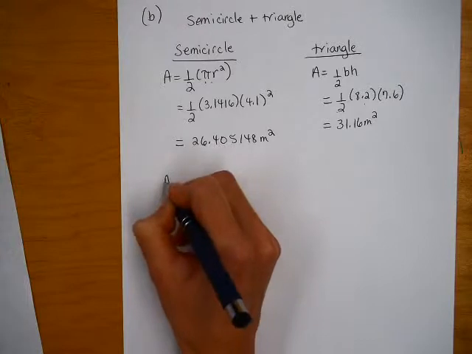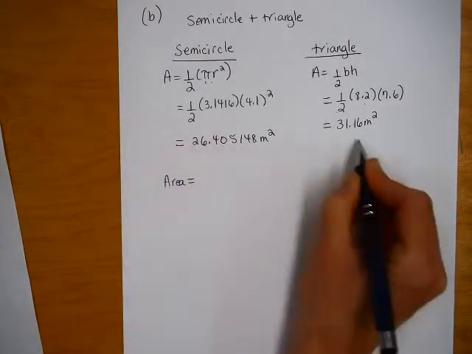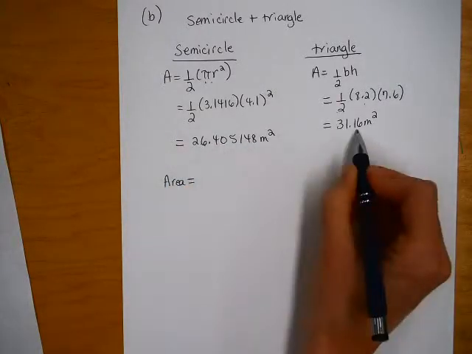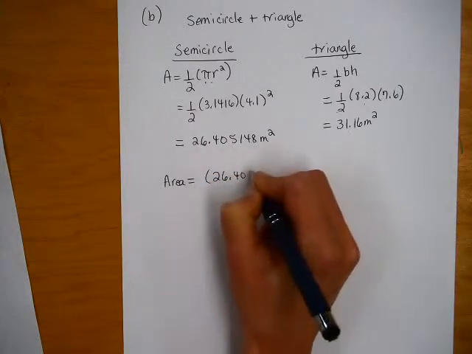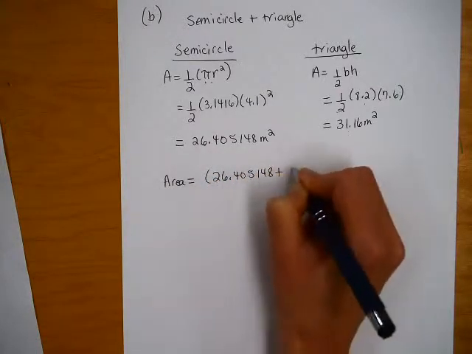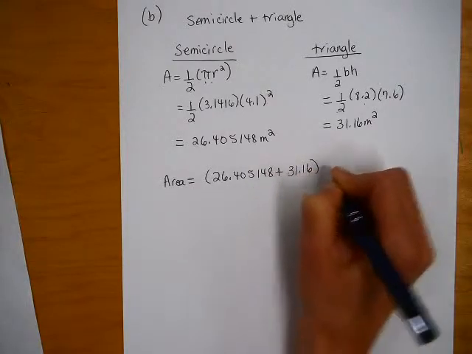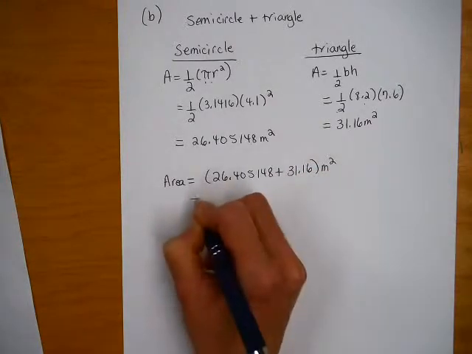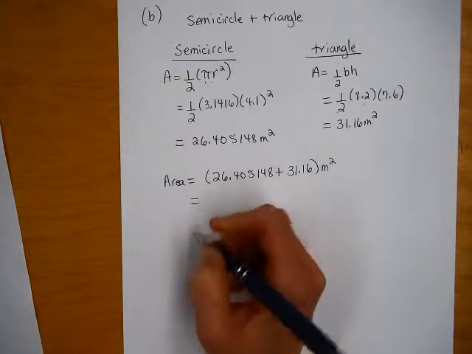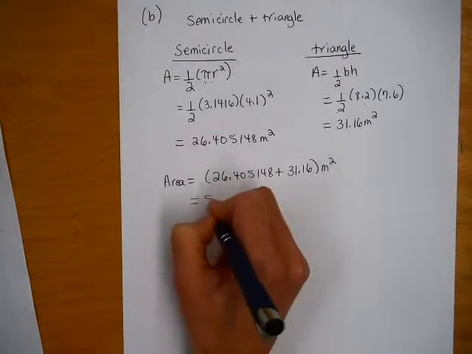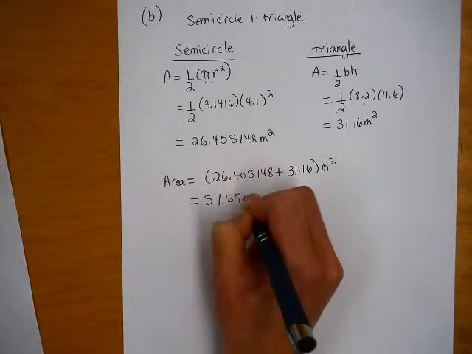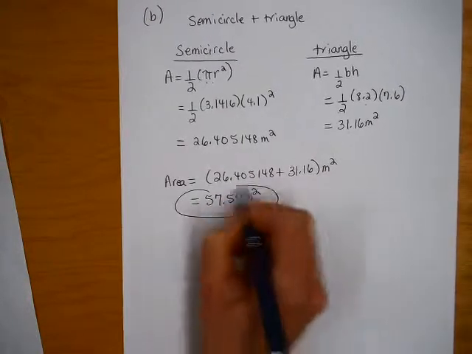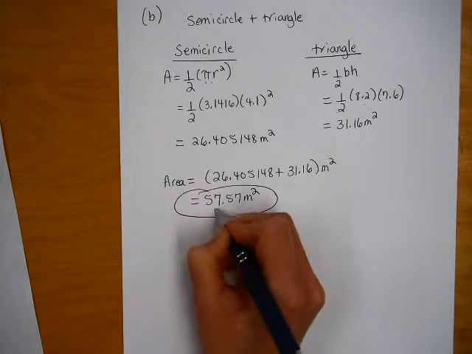So now to find the total area, put the two together. Add these two individual areas together. So that's 26.405148 plus 31.16 square meters. If I add that and round it to 2 decimal places, that gives me an area of 57.57 square meters for the composite figure. Final answer.